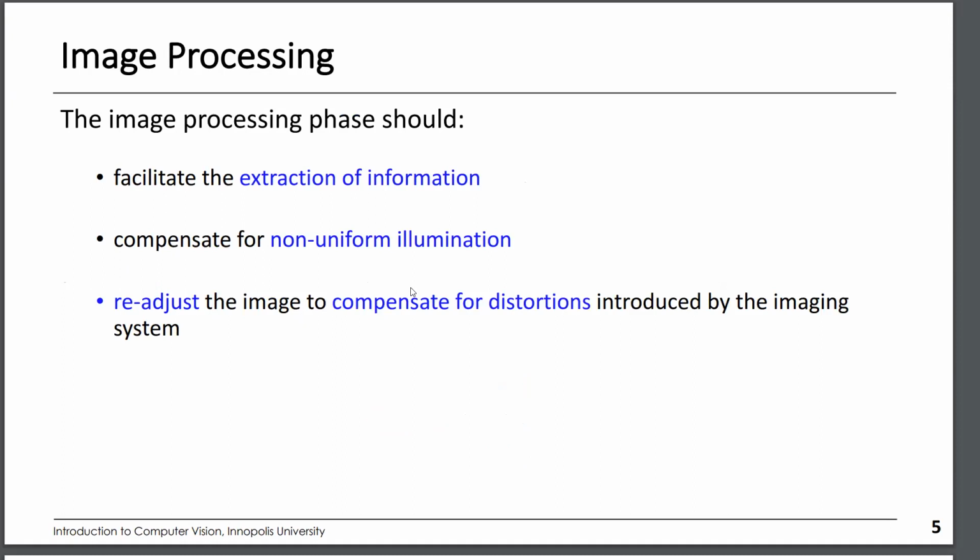So the image processing phase should help with three main tasks: facilitating the extraction of information, compensating for non-uniform illumination, and readjusting the image to compensate for distortions. Again, the main uses of image processing are, first, facilitating this extraction of information, then cleaning up after the extraction of information, or introducing noise and improvements to the model.